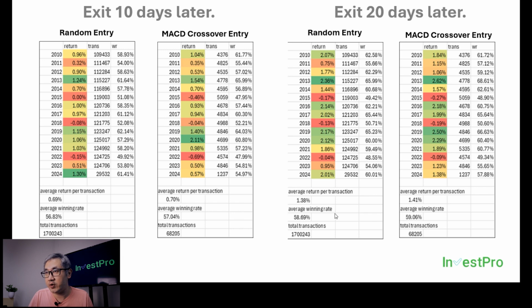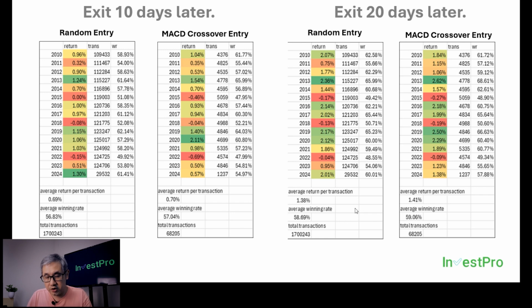Apparently, when you exit 20 days later, your entry does not make much difference here, whether you make it random or use the MACD crossover to enter or to buy the stocks. It does not really give you much difference, kind of insignificant.